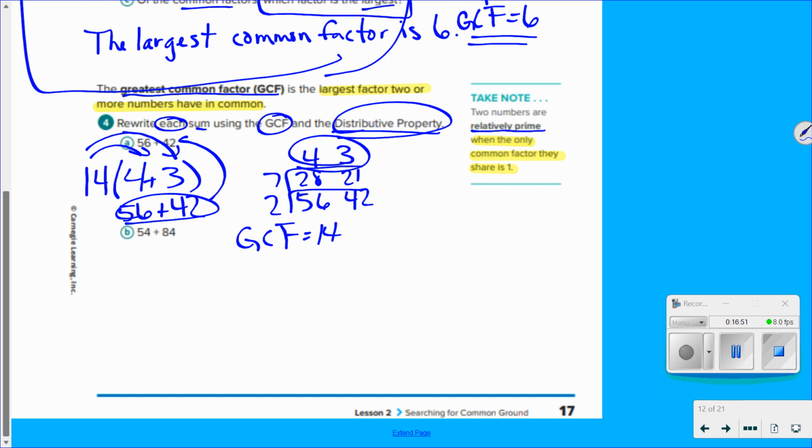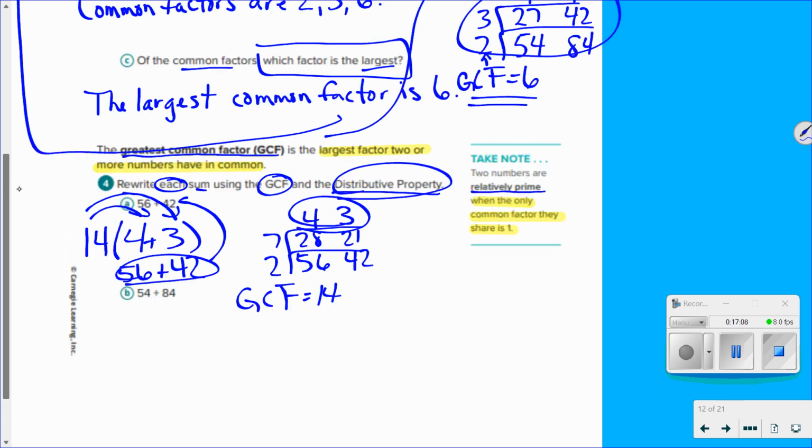Yes. So to get the 14, how we got it from the 7 and the 2? Correct. We have to multiply the numbers on the side. So you're going to multiply any numbers on the side to find your GCF. Great question, Jamila. Okay, 54 and 84 we just did, so I don't have to redo that.